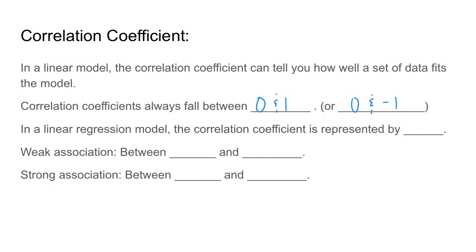And in that linear regression model, the letter R represents the correlation coefficient. So you'll want to be familiar with that if you're doing a regression model to figure out a correlation coefficient. The R is the value that you look for with that.